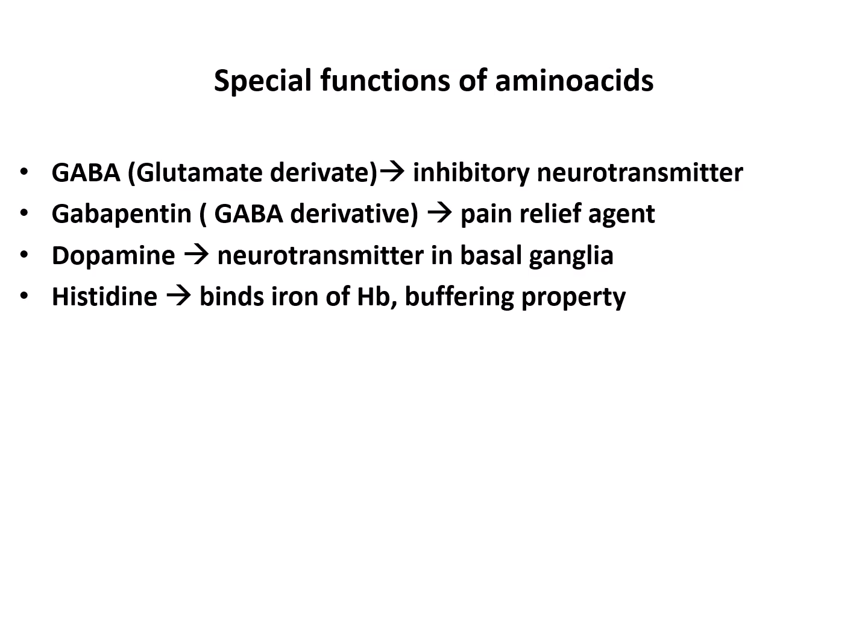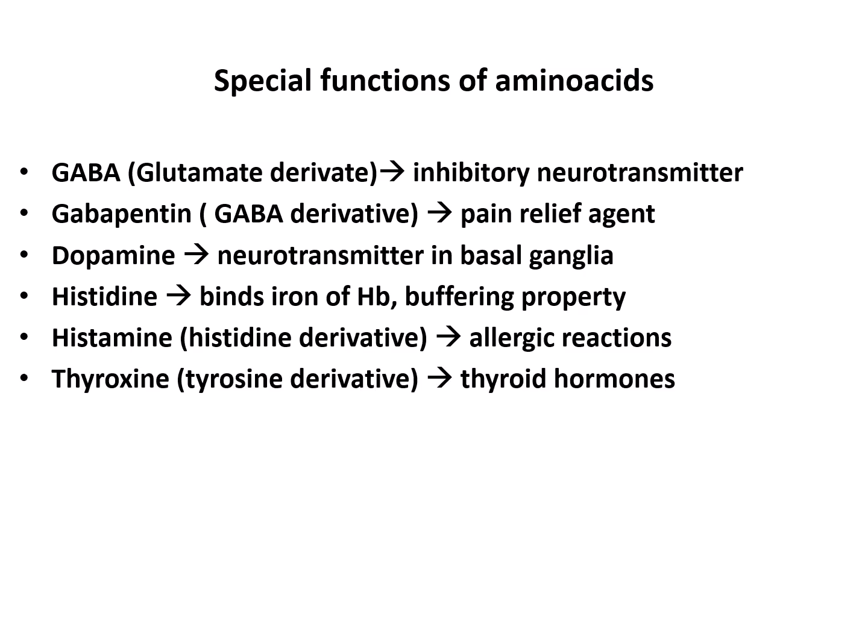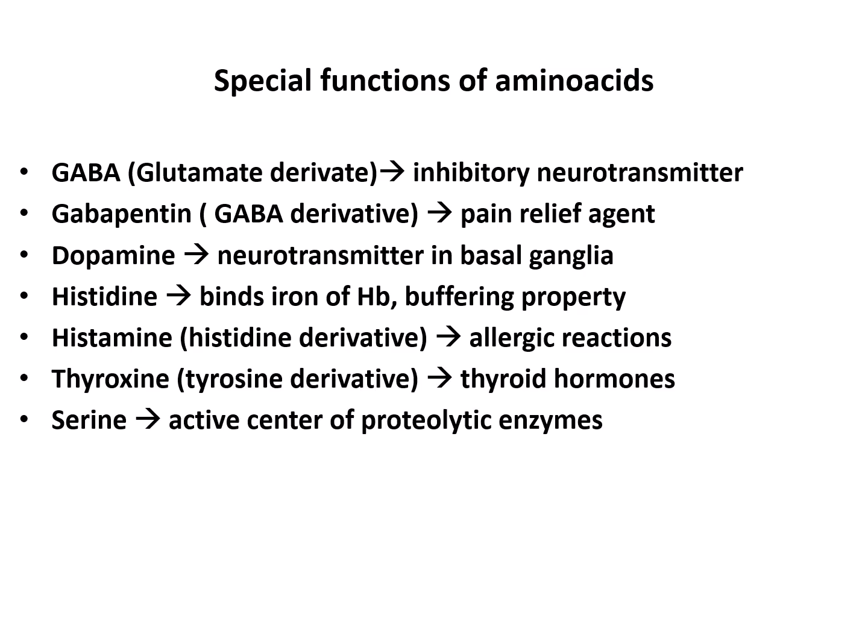Histidine binds to iron of hemoglobin and has buffering capacity. This is because the imidazole group of histidine has a pK value of 6.1, which is close to physiological blood pH, hence it acts as a buffering agent. Histamine derived from histidine is responsible for allergic reaction. Thyroxine derived from tyrosine is a thyroid hormone responsible for maintaining the basal metabolic rate.